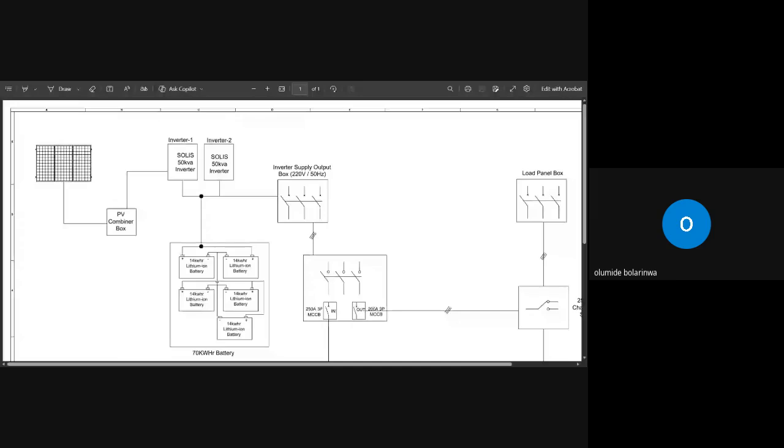Does anyone have an idea of what solar system entails? A solar system. Anyone? Solar or inverter system. And what do you even understand by solar?